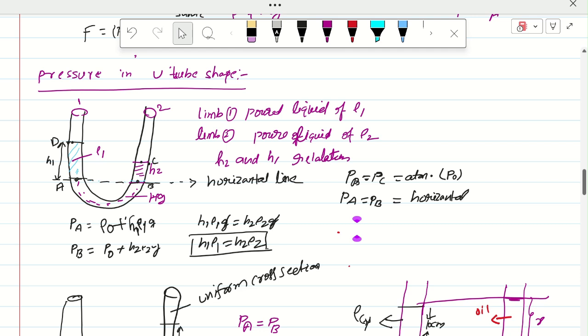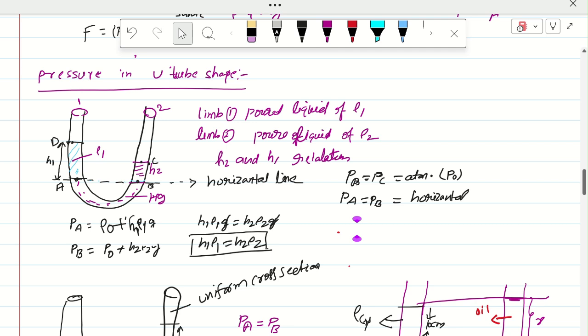What is hydrostatic pressure? Up to that, the basic barometer and SI units were covered. Now the pressure in U-tube shapes. If you see this one, in limb 1 one liquid is poured, and in limb 2 another liquid is there. In limb 1 the liquid height is H1, in limb 2 the other liquid height is H2. One has density rho 1, another has density rho 2.